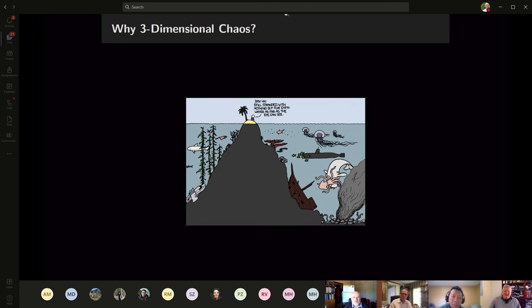As I mentioned, I like this cartoon for that. "Day 44, still stranded with nothing but flat, empty water." So the guy on the island. So in 2D, we understand most everything, but like in the cartoon, once you start talking about 3D, you've got a lot going on, a lot richer structures that can happen and that aren't fully understood. And so that's why it's interesting to look at.